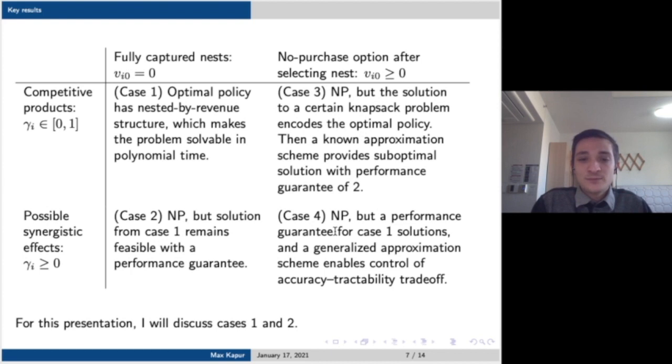And in case 4, as expected, it is NP-hard, but we can use case 1 solutions to find a suboptimal solution with a performance guarantee, and the authors also provide a generalized approximation scheme that allows you to control the accuracy-tractability trade-off. For the remainder of this presentation, I want to introduce some of the mathematical ideas used in cases 1 and 2.